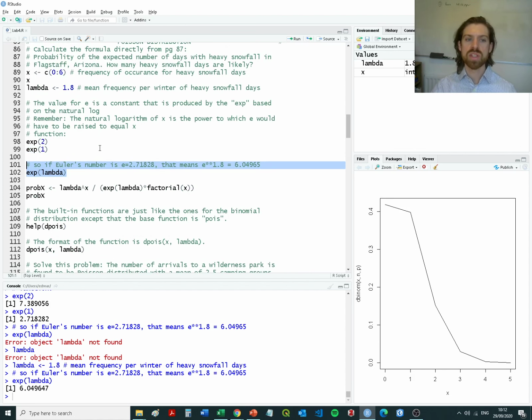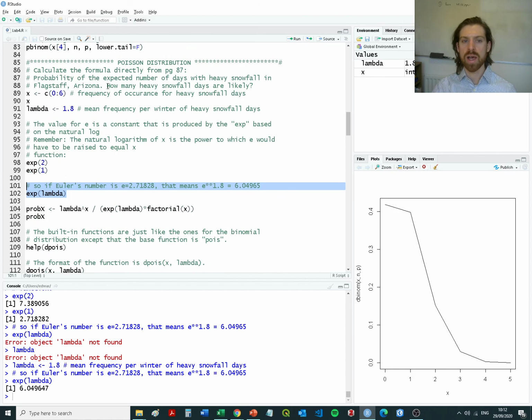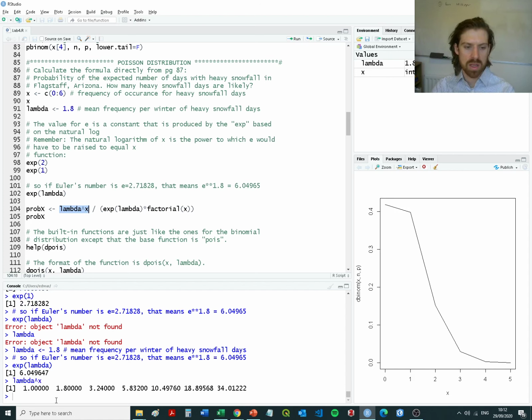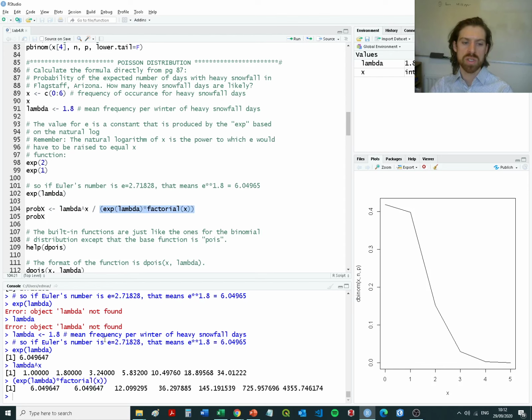So now let's return to the problem at hand, which is, well, how many snowfall days are likely? And therefore we need to calculate the Poisson distribution. So we've already done this here. So this is lambda raised to the power of x. And then we've already done this here. So this is the exponential of lambda times by the factorial. So you can get the numerator and the denominator.